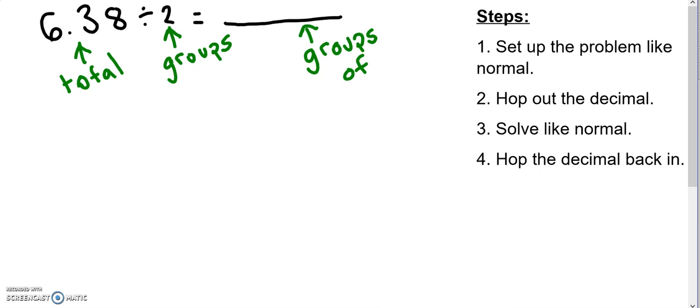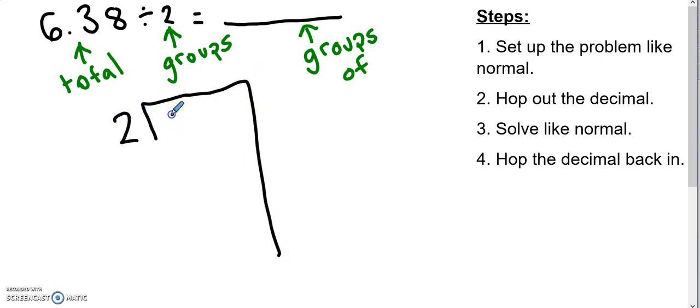So now that I know what the problem is asking me to do, I can now solve the problem following my steps. The very first thing it tells me to do is set up the problem like a normal standard algorithm problem. So I've got my divisor and my dividend set up. The second thing it asks me to do is hop out the decimal. I want to ignore the decimal. I want to pretend that it's not there. So I'm just going to hop it out. And so now I see that I have the problem 638 divided by 2.